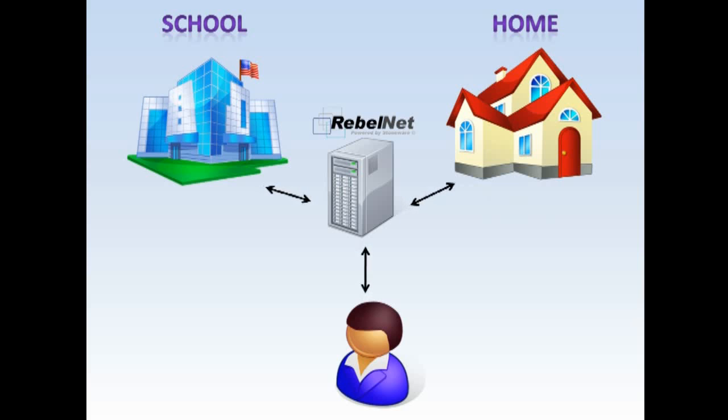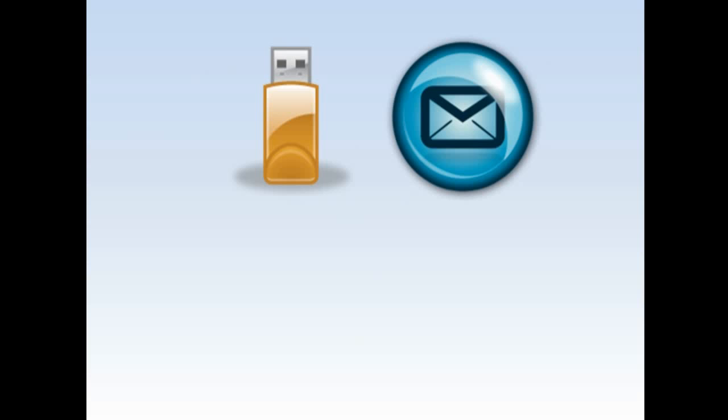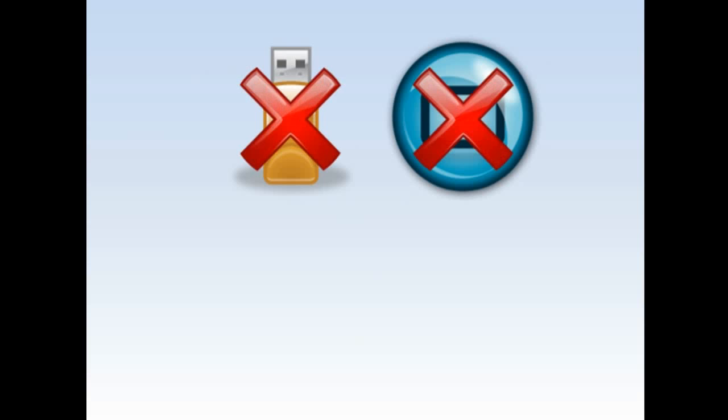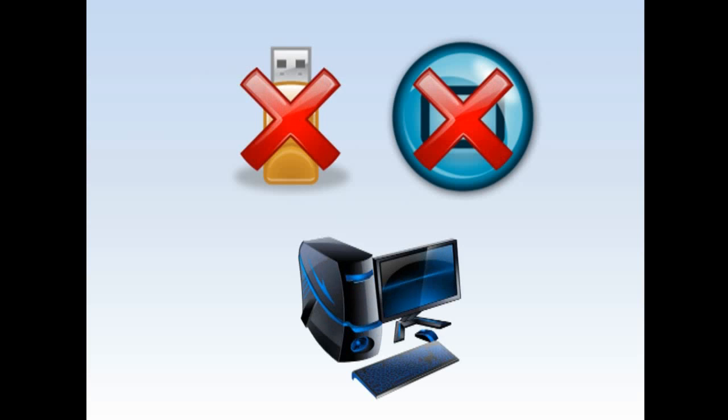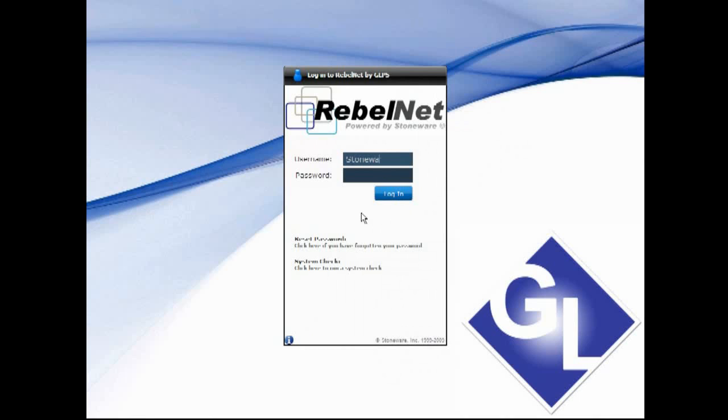Everything communicates directly with the Godfrey-Lee network. You no longer need to email yourself the files, or even use a flash drive. All you need is a computer with internet access. Using RebelNet is easy, secure, and available wherever you have internet access.